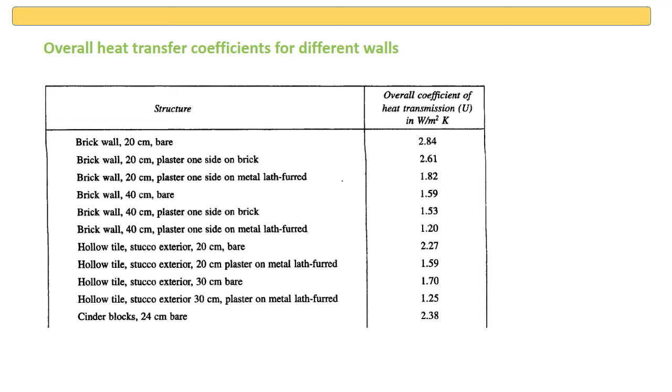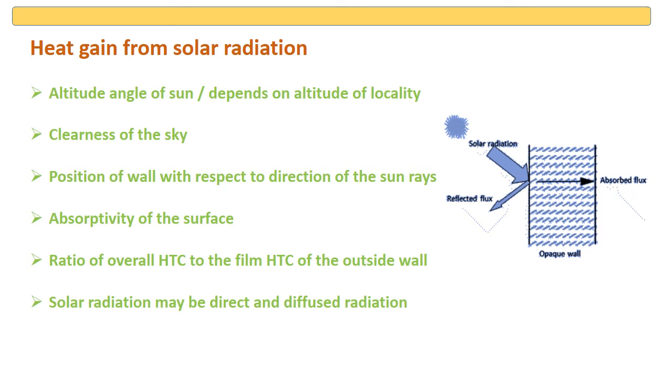These are the various factors like brick wall: if it is bare, without plastering, it is 2.84. If you have plaster on one side, then it is 2.61. It also differs if you have an exterior color and all that. Then what is the thickness of the wall? Depending on thickness, your conduction heat transfer will vary, so for different thickness your U value will be changing. These are the U values for different configurations.